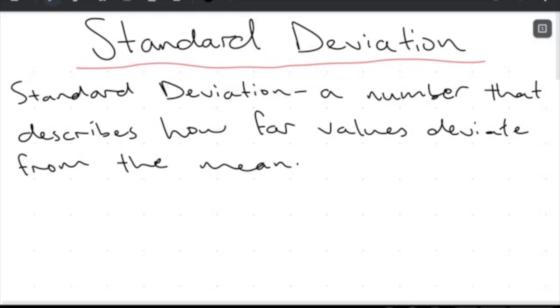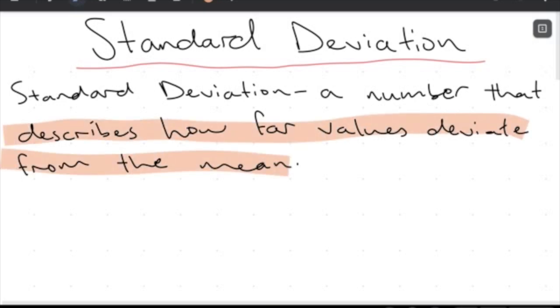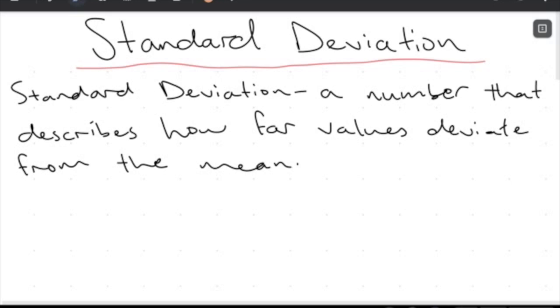We're looking now at a brand new idea in statistics and data, and this is the idea of standard deviation. This is a measure, or a number, that describes how far values deviate from the mean. So basically, when given a data set, we're trying to measure how far all the values are from the particular mean, from this kind of middle number that we've introduced in the past.